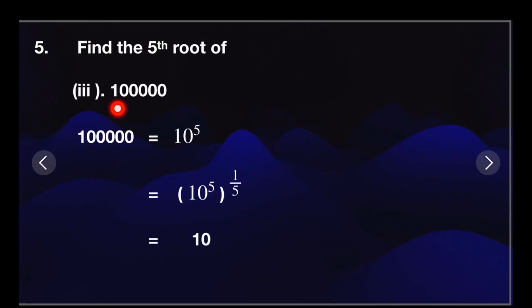Third sum, 1 lakh. So, that is 10 raised to 5. There are 5 zeros. Okay, 10 raised to 5 raised to 1 upon 5 because you are asked to find the fifth root. 1 upon 5 you have to multiply. So, this will get cancelled. You are left with 10.